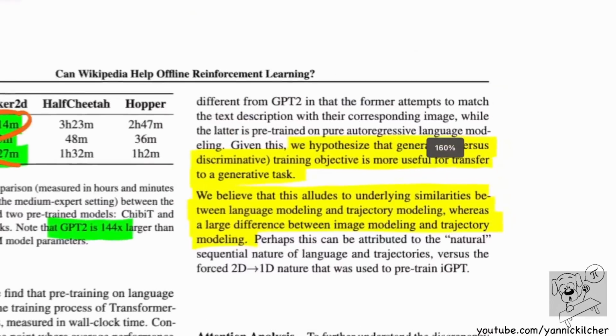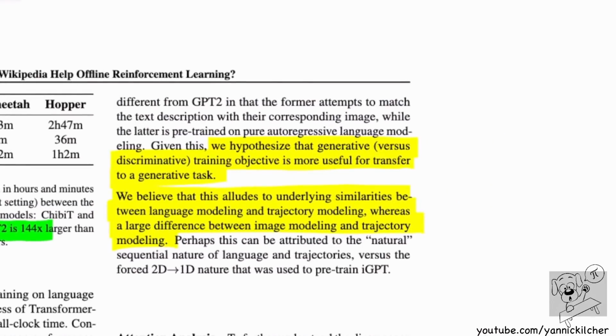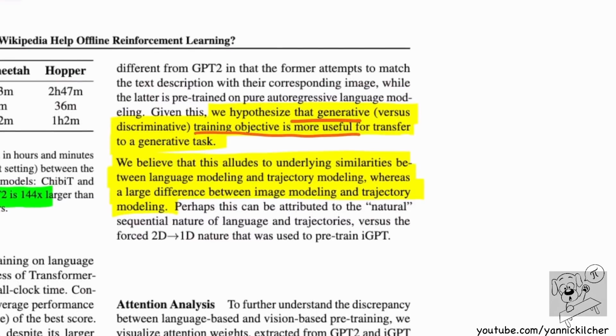They have some analysis right here. For example, they hypothesize that a generative training objective is useful. That's how they explain why CLIP might not be as effective, because CLIP is ultimately a discriminative objective or a contrastive objective. They also say that there are underlying similarities between language modeling and trajectory modeling, whereas there is a large difference between image modeling and trajectory modeling. It's a hypothesis.